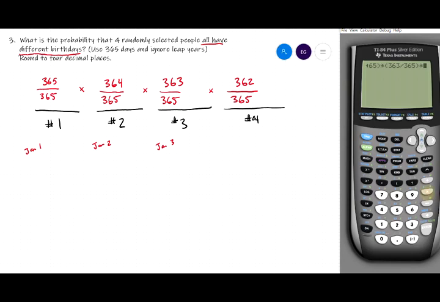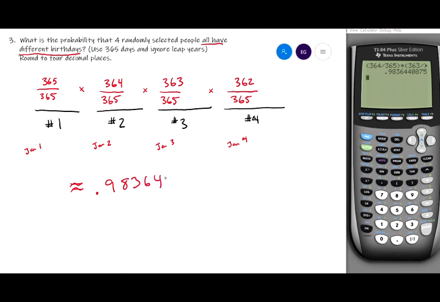And finally multiply that by 362 over 365. That's the probability that person 4, who let's say was born on, I don't know, January 4th, doesn't share a birthday with persons 1, 2, or 3. Okay, so our probability is, well, we should probably use a squiggly equal sign, so it's about 0.98364, and so on.